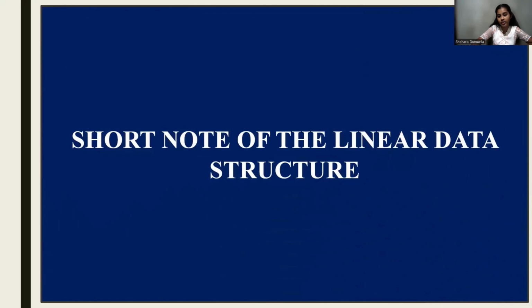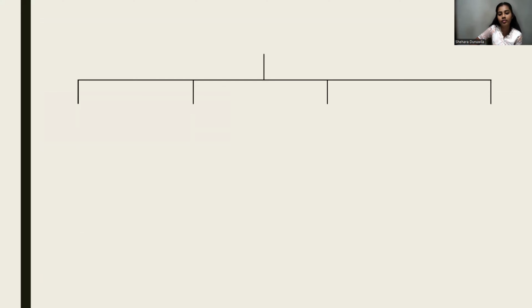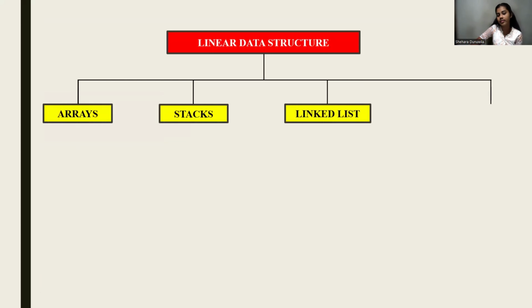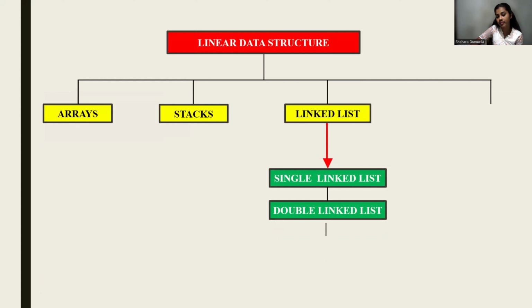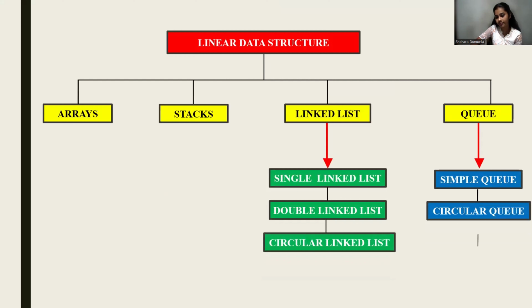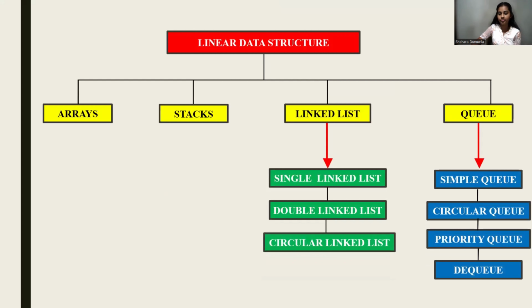Next we move on to the short note of the linear data structures. Linear data structures: arrays, stacks, linked lists, singly linked list, doubly linked list, and circular linked list. Queue: simple queue, circular queue, priority queue, and deque.